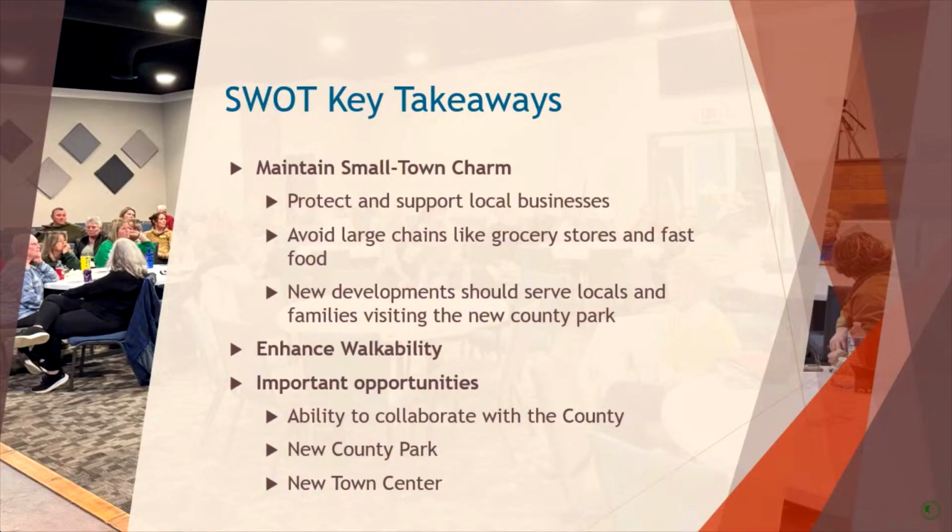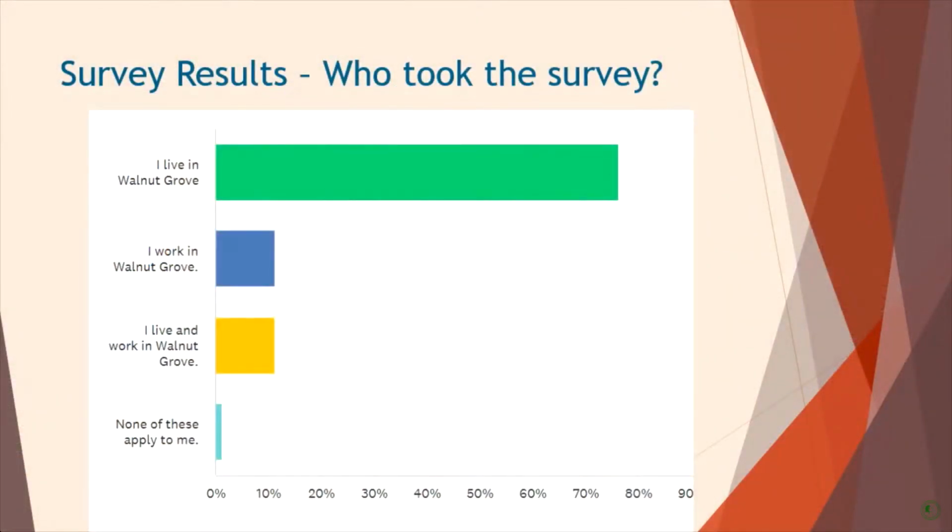The key takeaways of the SWOT is that y'all want to maintain your small-town charm, protect and support local businesses. And the new businesses that you want here, you want to be local and small. Avoid the large grocery chains, and new developments should serve locals and families that visit the new park. And then enhance walkability and sidewalks. Again, that was a really big one. And then the most important opportunities were the ability to coordinate with the county, the new county park, and the new town centers.